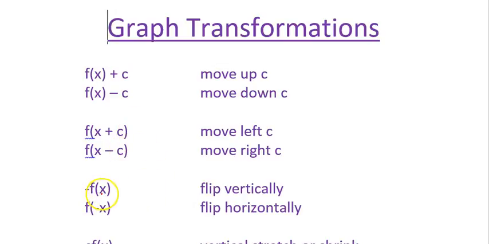Also, as before, if you have a negative out front, it is going to flip vertically. If the negative is inside, it's going to flip horizontally. So vertically, the up is going to go down and the down is going to go up. Horizontally, the left's going to go right and the right's going to go left.